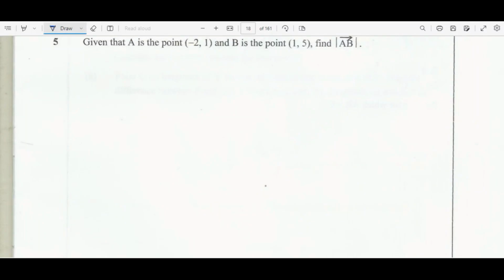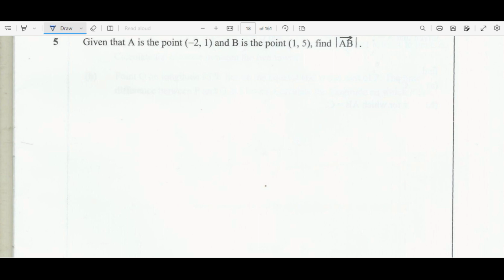We want to look at this question, which is question 5, which came in 2020, paper 1. Given that A is the point (-2, 1) and B is the point (1, 5), find AB. So meaning that if you've been given a question like this, this question was extracted from coordinate geometry.